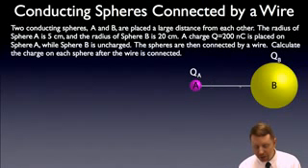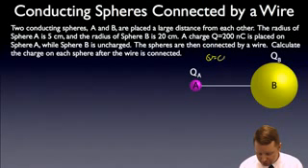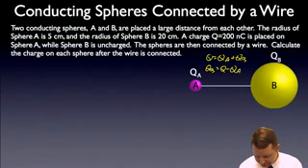Find the charge on each sphere after the wires are connected. Well, once connected by a wire, we know that these have to be at equipotential. Further, we know that the sum of QA and QB must be our total charge, Q. So total charge, Q, is QA plus QB. And therefore, we could say that the charge on B is equal to Q minus QA.